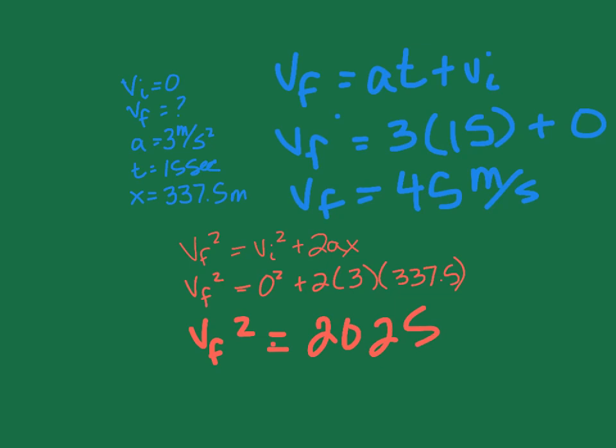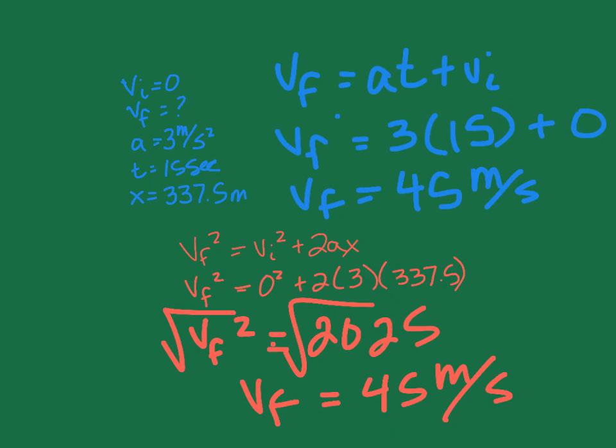That's 2025. Well, that doesn't match 45. Oh, look, it's V final squared. So we need to take the square root of both sides. And when you take the square root of 2025, you get V final is 45 meters per second. So there are many roads to Rome. Don't think that just because you did it one way and your next door neighbor did it a different way that you're necessarily wrong, okay? There are many roads to Rome.